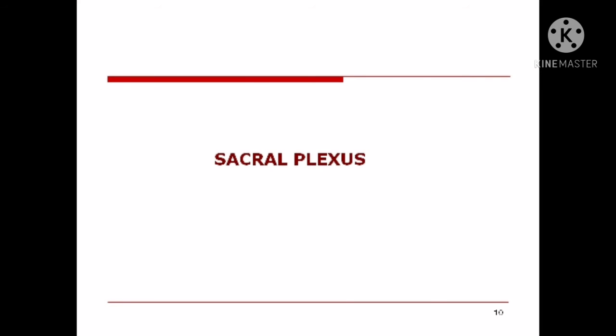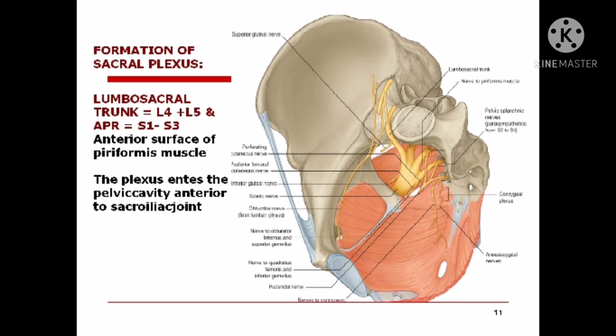The sacral plexus. The formation of sacral plexus. The lumbosacral trunk, which is formed by the union of the L4 and L5, forms the trunk which joins the lumbar plexus with the sacral plexus, and the sacral plexus is formed by the anterior primary rami of the S1, 2, 3 and S4. Upon the anterior surface of the piriformis muscle, this particular plexus is formed. The plexus enters the pelvic cavity anterior to the sacroiliac joint.